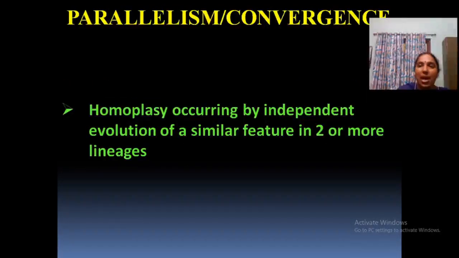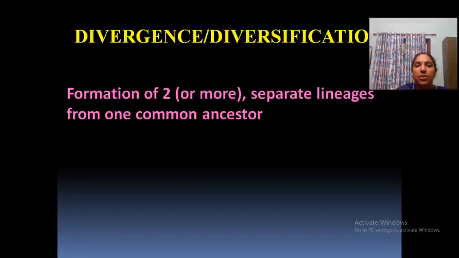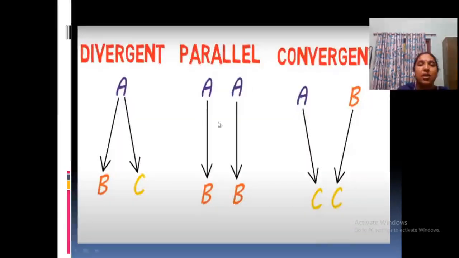That is an example. Then parallelism or convergence: two or more distinct species share traits not due to a common ancestor. They share traits but have no common ancestor. That is convergence. But in divergence, there is a common ancestor, but in convergence no common ancestor. Two separated lineages from a common ancestor is divergence. See here, a common ancestor but two separate lineages. Clear? But they share some common features.